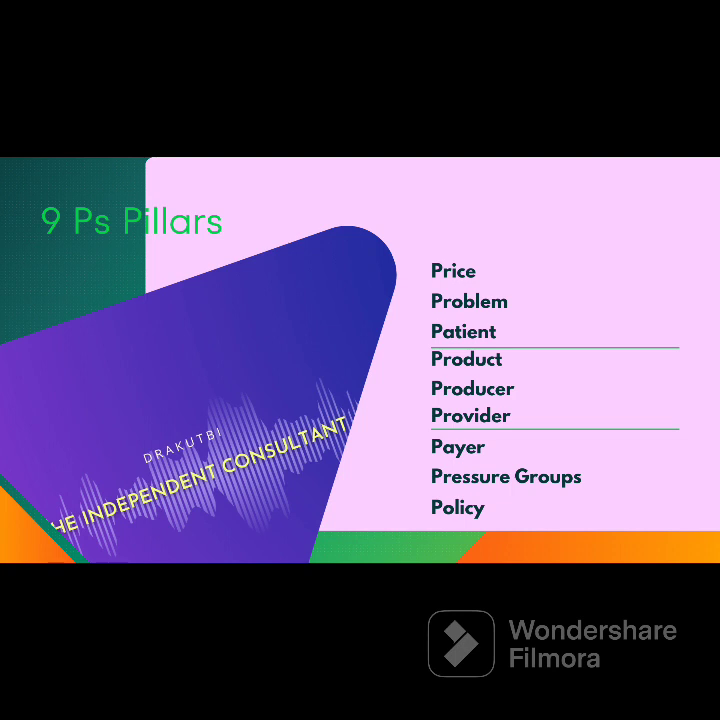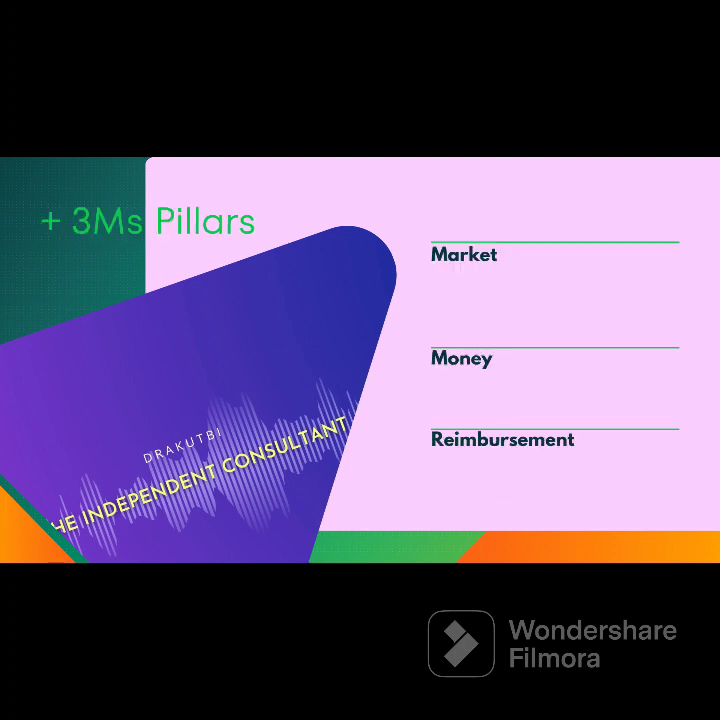12 components of market access. Now, let's talk about the strategy. What are the 12 components of market access strategy? I call them the 9 P's and the 3 M's. The 9 P's are price, problem, patient, product, producer, provider, payers, pressure groups, and policy. The 3 M's are market, money, and reimbursement. These are the 12 components that compose a market access strategy.